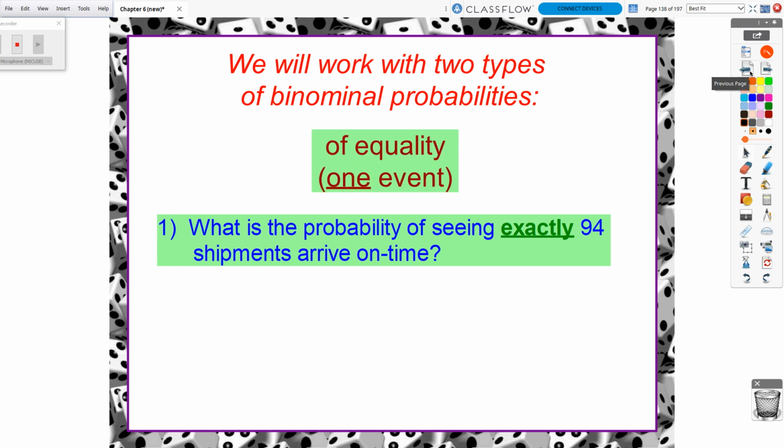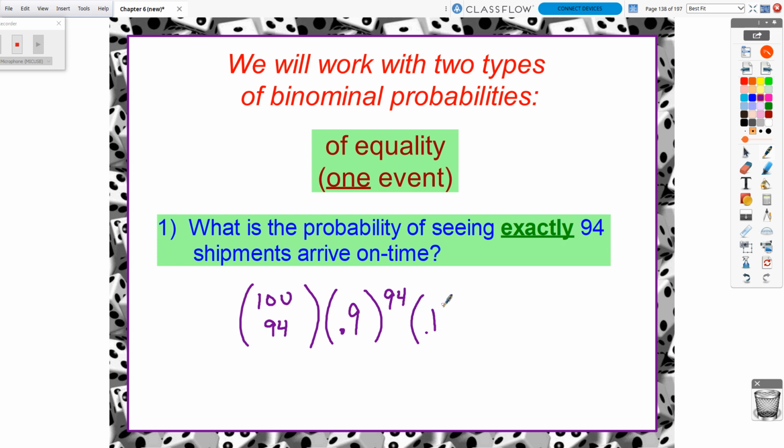What is the probability of seeing exactly 94 shipments arrive on time? So we talked about yesterday that if we wanted to use the binomial formula, out of 100 shipments, we want 94 successes. With a 90% success rate, we wanted that to the 94th power times a fail rate of 10%, and how many failures would we have left over? 6. So this was the work, but what does all that come out to be?